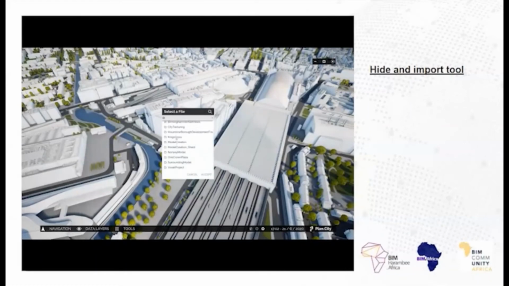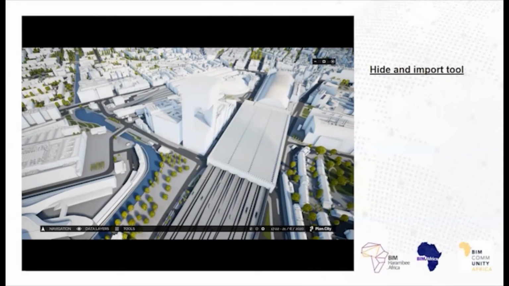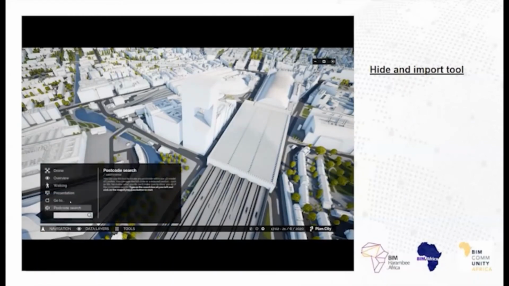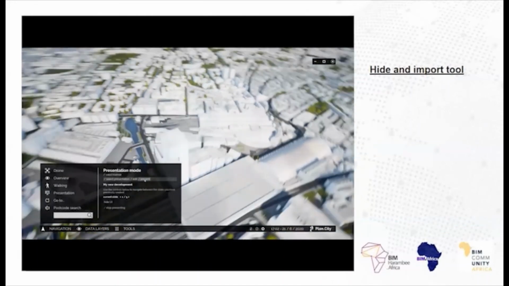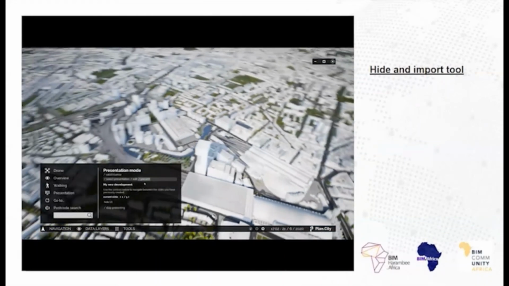So here we have, it's in the selected King's Cross file. I've slowed down this video so people can see the detail. And here we go. Here's a model that was made, and we've exported it into Plan.City. And then we go back to presentation mode and show My New Development. And then we again can present and show the proposed building that we've built.